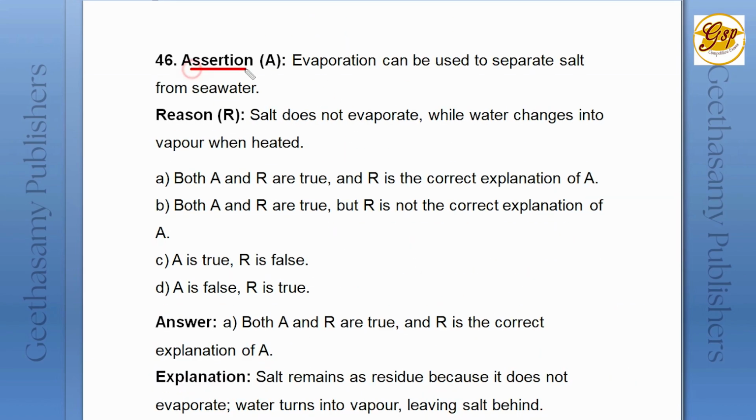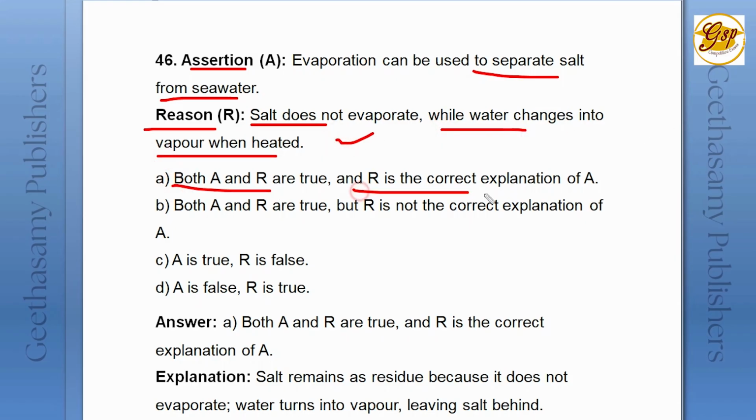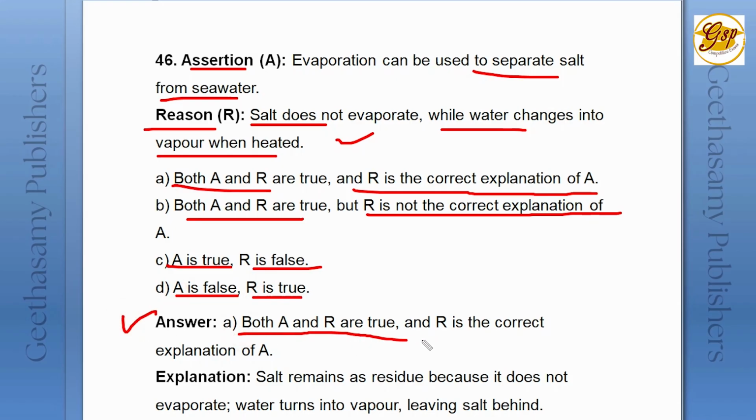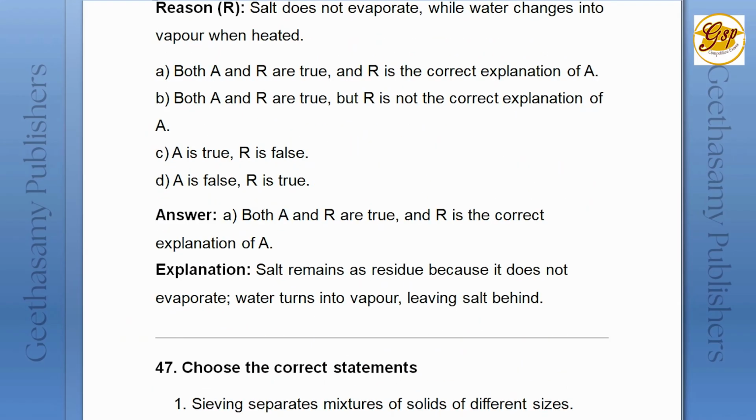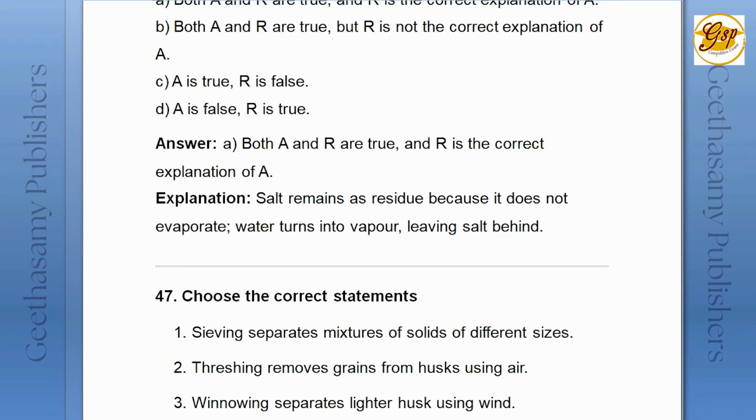46th question. Assertion: Evaporation can be used to separate salt from seawater. Reason: Salt does not evaporate, while water changes into vapor when it is heated. Both A and R are true and R is the explanation of A; both A and R are true but R is not the explanation of A; A true and R false; A false and R true. The correct answer is both A and R are true and R is the correct explanation for A. Salt remains as a residue as it does not evaporate. Water turns into vapor, leaving the salt behind.